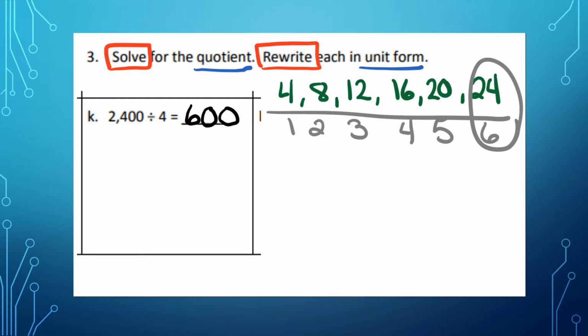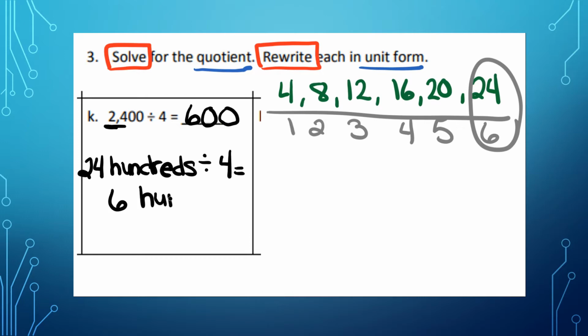So I've solved for the quotient, and now I just need to rewrite each in unit form. So I focused on 24, and I covered up 2 zeros, and 2 zeros always tells us we're in the hundreds place. So I had 24 hundreds, 2 zeros means hundreds, divided by 4 equals 6 hundreds.